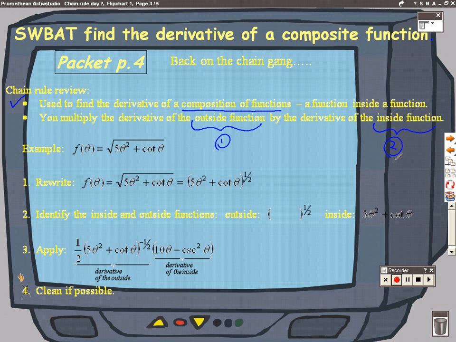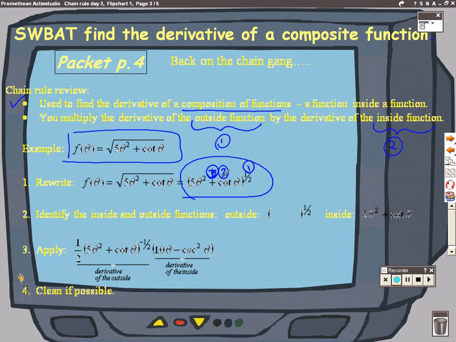In an example, I've given you a function in terms of theta. It is the square root of 5 theta squared plus cotangent of theta. The first thing we're going to do is rewrite this as a power function so that we can see the inside function, and the inside is literally on the inside of the parentheses. The outside function is number 1, so that is the power. The inside function is number 2, which is inside of the parentheses. So we're going to deal with the outside function first, which is the power. I've done the same thing here: my outside function is the power, and my inside function is the angle itself. I know that's not very clear, but it is in your packet, and I'll try not to use this background and these colors anymore.